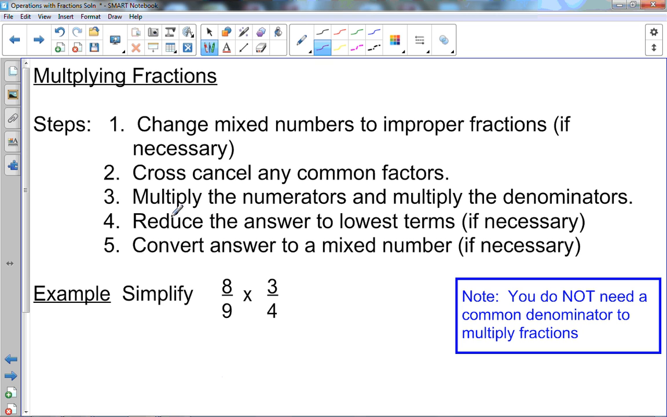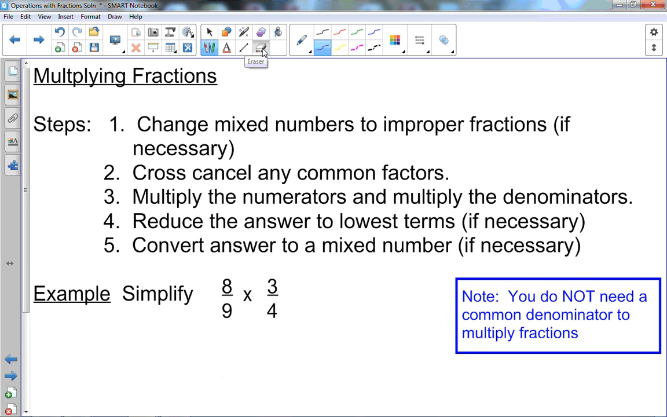Multiplying fractions, as you know, you multiply the numerators together and you multiply the denominators together. But what I want you to do is see if there's anything called cross canceling. Cross canceling is where, if there are common factors in the numerator and denominator, you can cancel them out.